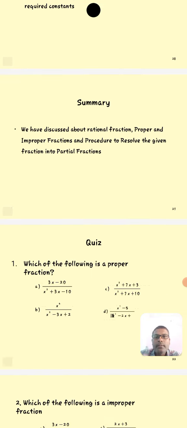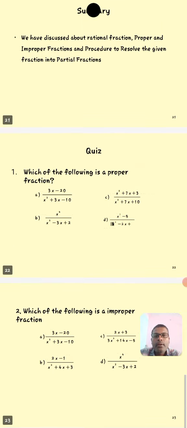Now we see the summary. We have discussed rational fractions, proper and improper fractions, and the procedure to resolve the given fraction into partial fractions. Are you clear? What is the summary of today's class? How can we define a rational fraction? How can we define a proper fraction? How can we define an improper fraction? And we also learned the procedure to resolve the given fraction into partial fractions. Okay, now we go to the quiz.